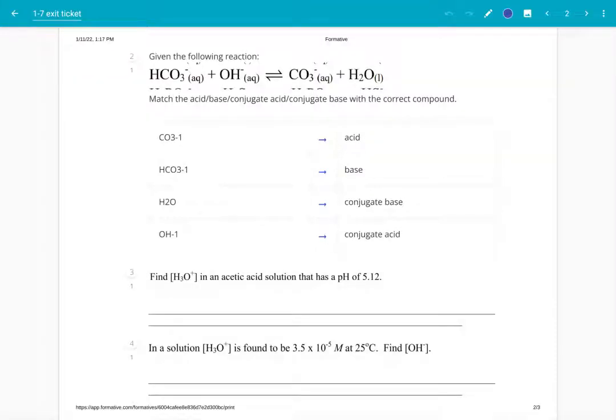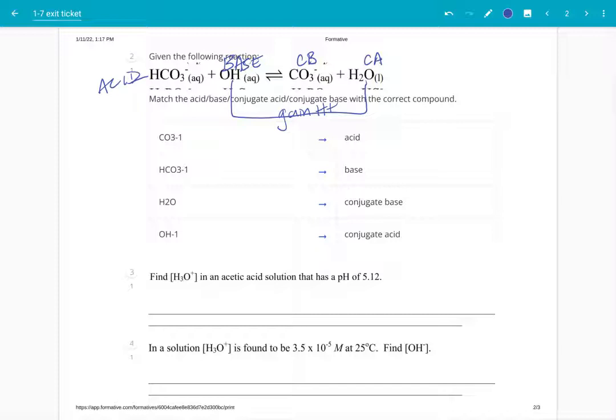So we have HCO3 minus plus OH minus going to CO3 2 minus and H2O. So what jumps out at me is the OH minus is becoming H2O. So that's where that H is going. We're going to gain an H. So if we're getting an H there, that means this guy is my conjugate acid. So the opposite would be my base. So the other thing must be my conjugate base, and then that would be my acid.